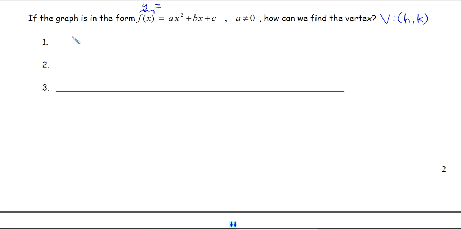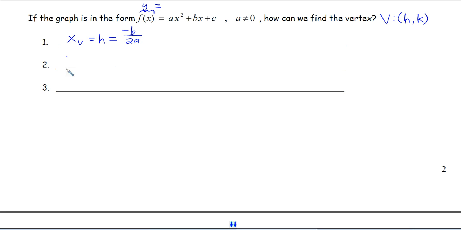Now I'm going to say that we're going to plug in and say the x value of the vertex, that's our h, is given by negative b over 2a. So that's a formula. You'll need to make sure you remember that. Negative b over 2a. So we plug in our a, our b. Well, we don't have a c in the formula, but we plug in our a and b here. That gives us the x value of the vertex.